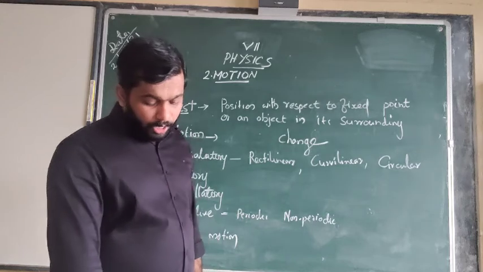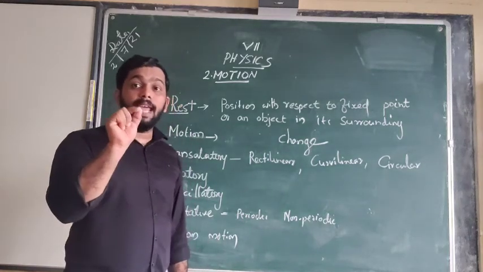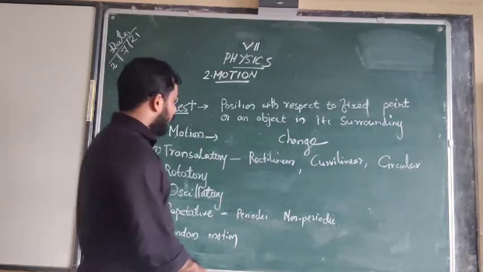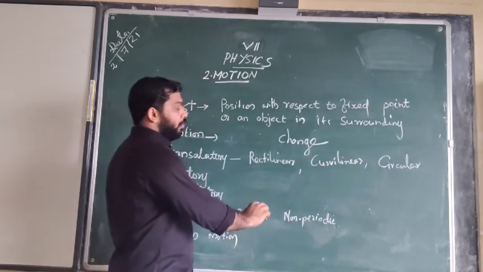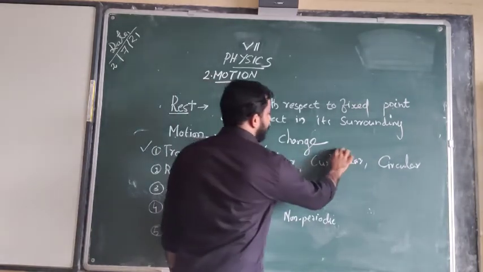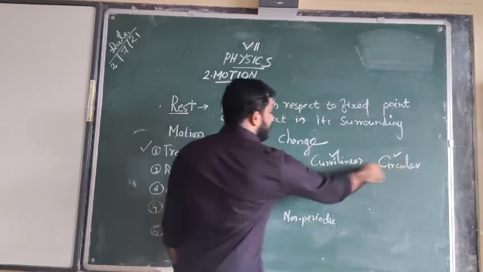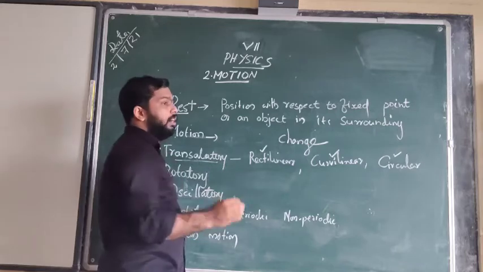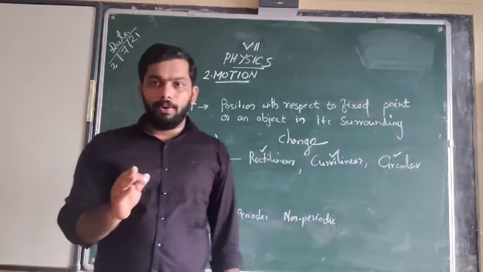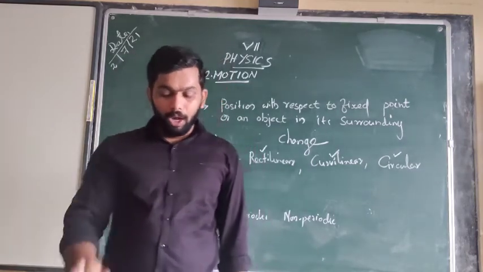Now, depending upon the nature of the path, we have divided this into 3: rectilinear motion, curvilinear motion, and circular motion. These 3 come under translatory motion. Translatory motion means the object is going to cover equal distances in equal intervals of time.